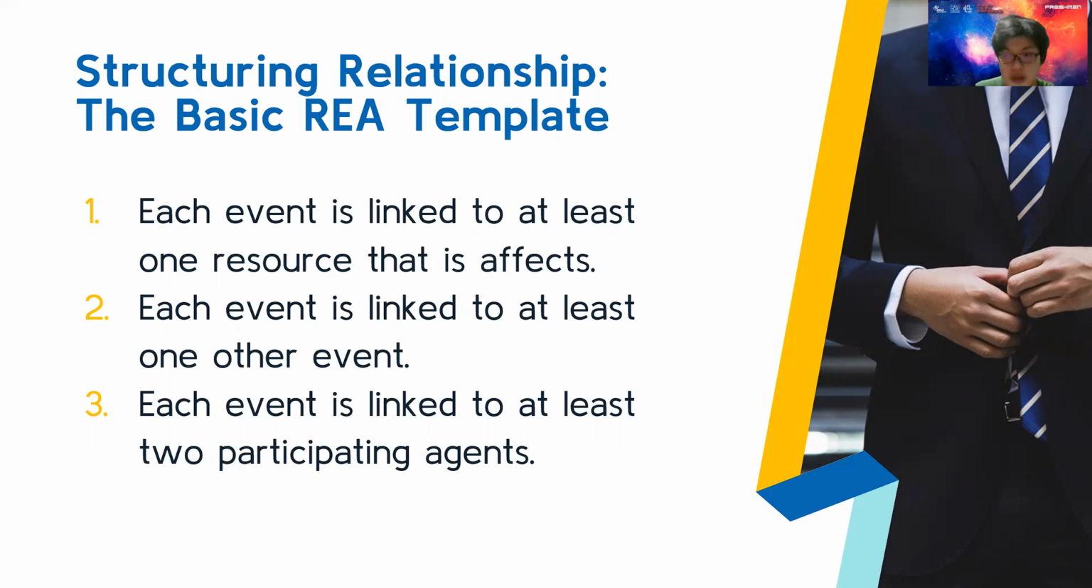3. Each event is linked to at least two participant agents. The lines linking the entity boxes in the template show that the two entities are related. Example, resource A is increased with the get event of resource A.